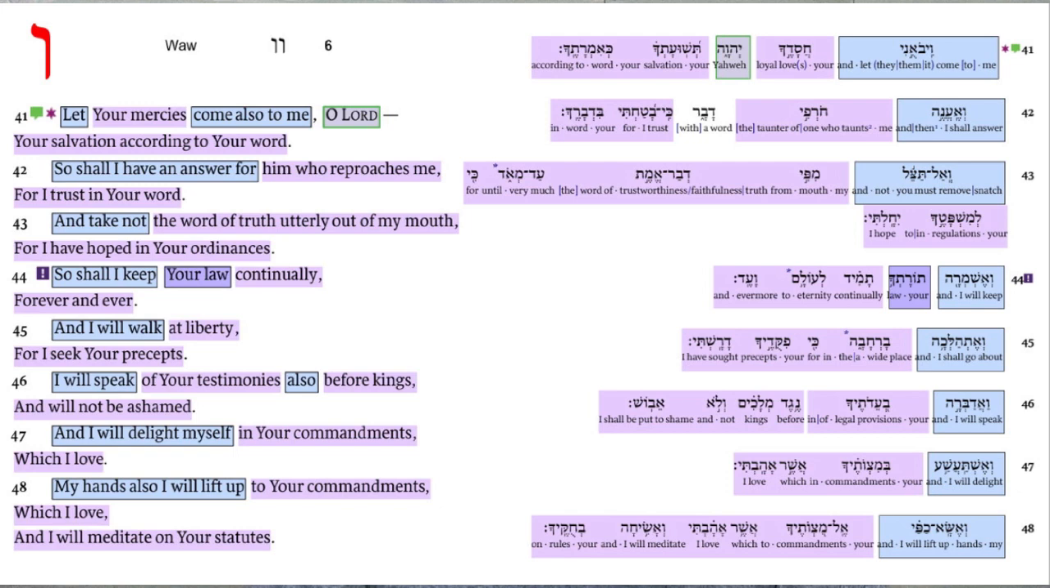Verse 43, take not the word of truth utterly out of my mouth, for I have hoped in your ordinances. So this idea, never let it be a time when your word is not something that is upon my speech, in my mouth. And that idea that I've staked my entire existence on the truth found in your word, let it never escape or be gone from my mouth.